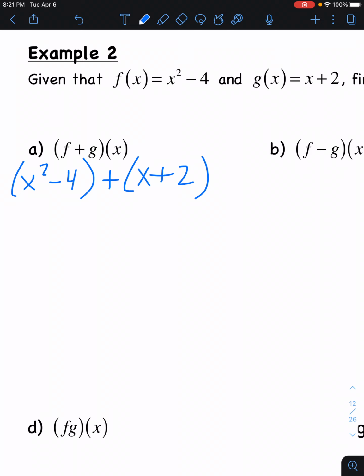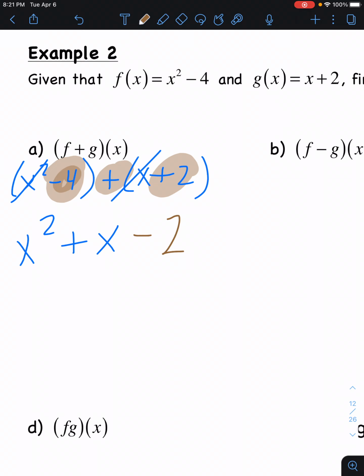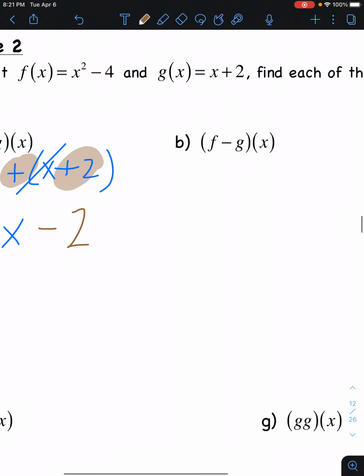So we're going to add these together, combining like terms. So x squared drops down. Then we have plus x. And then the only like terms here are these two guys, so negative 4 plus 2, and that'll be negative 2, so we put a minus 2. We combine like terms, so our answer is x squared plus x minus 2. And what did we do? We added function f plus function g. So let's do another one.